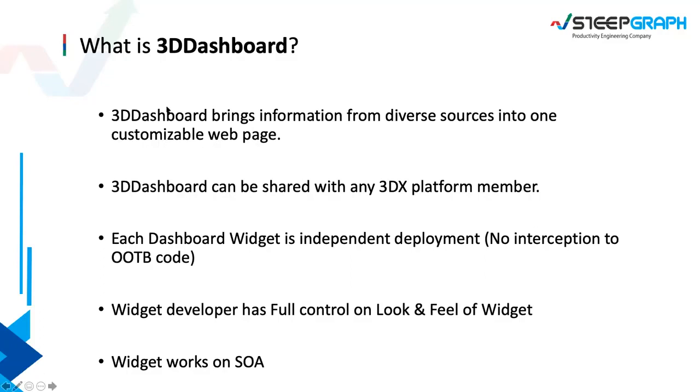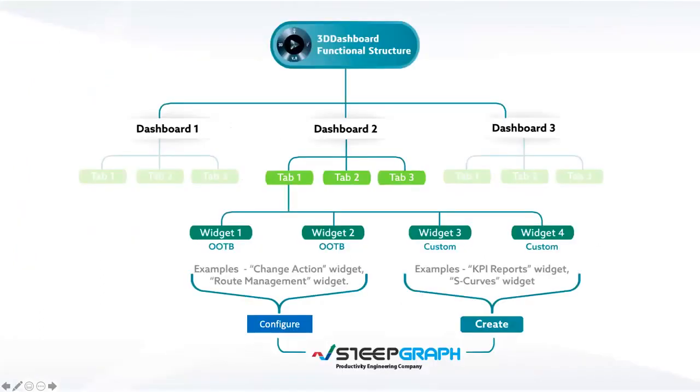All right, so let me move forward. The 3D dashboard, as a functional structure, has multiple things under it. Dashboard 1, dashboard 2, dashboard 3. Here we can have multiple dashboards, and each dashboard can have multiple tabs. Under each tab, you have multiple widgets. That's how things are organized. For example, under dashboard 2, I have tabs 1, 2, and 3, and under tab 1, I have widget 1 and widget 2. So this is how the 3D dashboard is functionally organized.